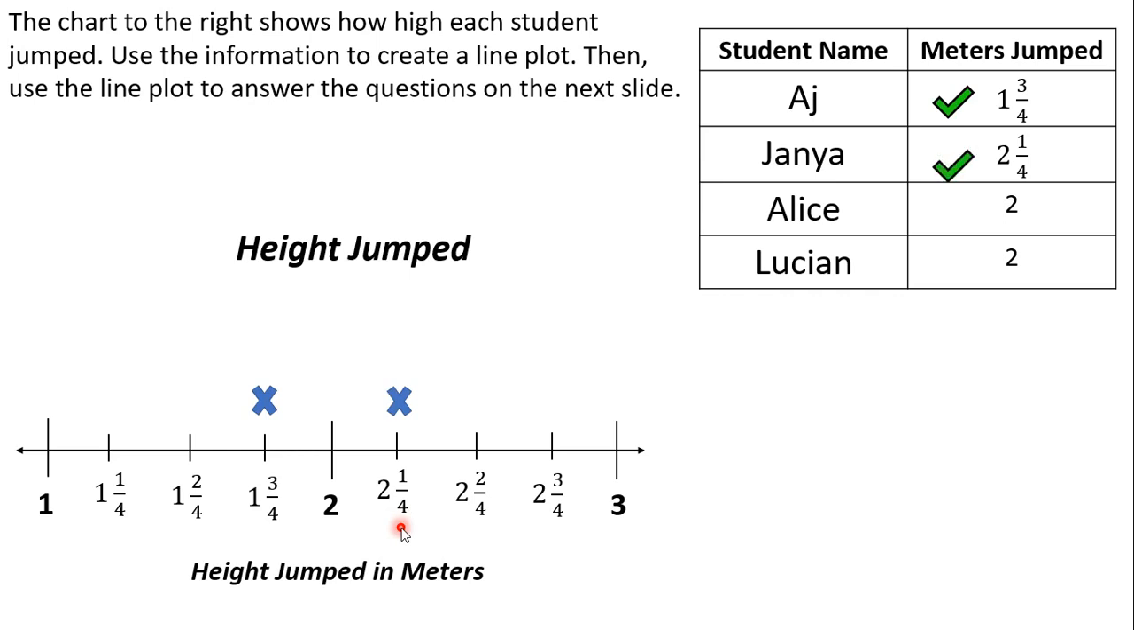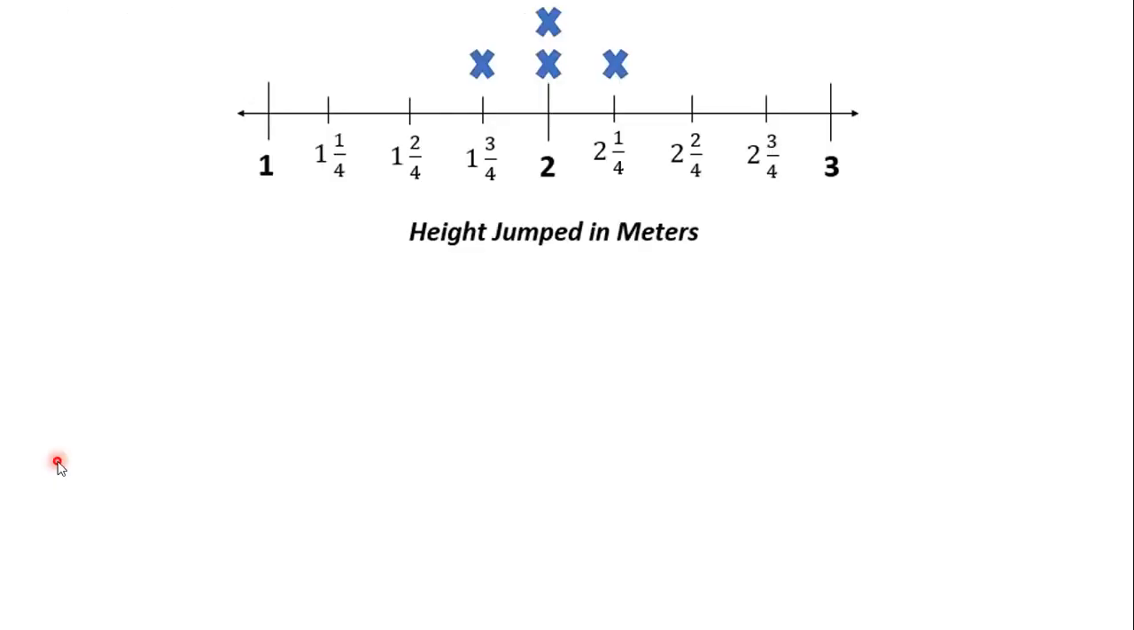Alice jumped 2 meters. So we're going to find 2 and place an X above it. And Lucian also jumped 2 meters. So we're going to place a second X above the 2 because 2 students jumped 2 meters. Let's use this information to help interpret the line plot on the next slide.